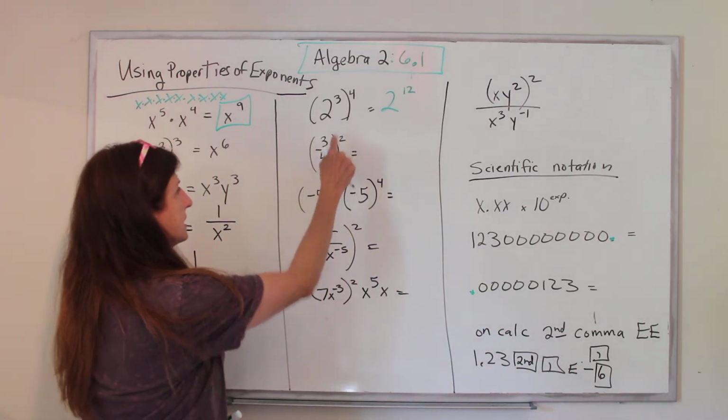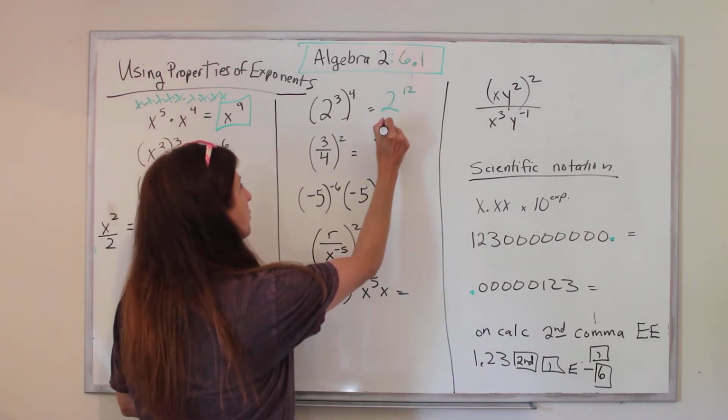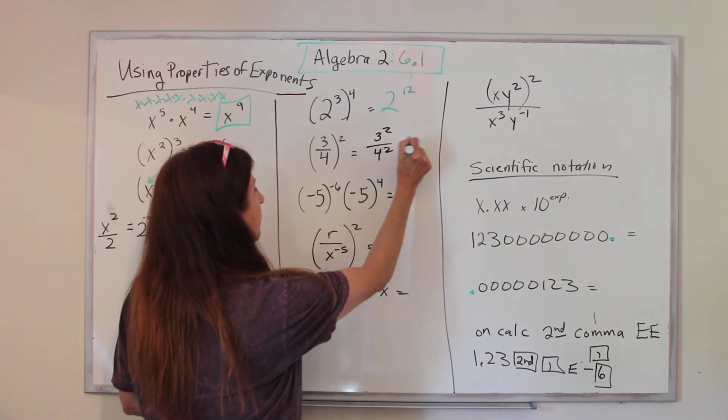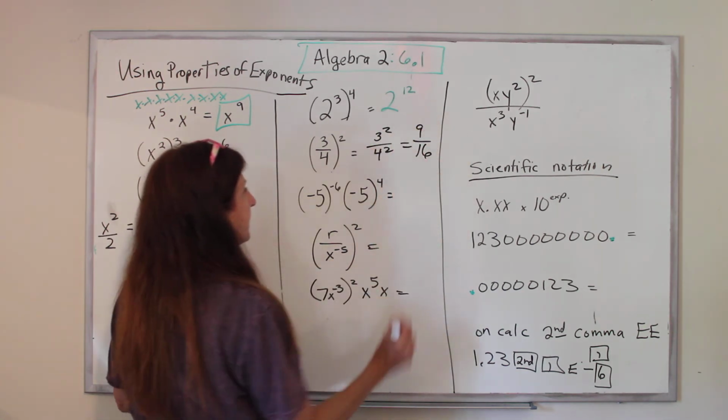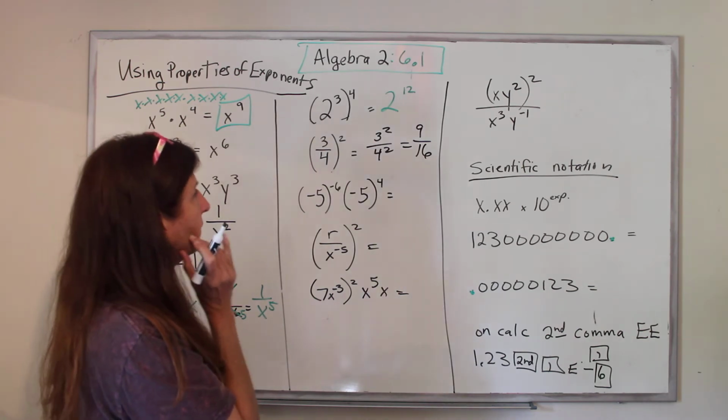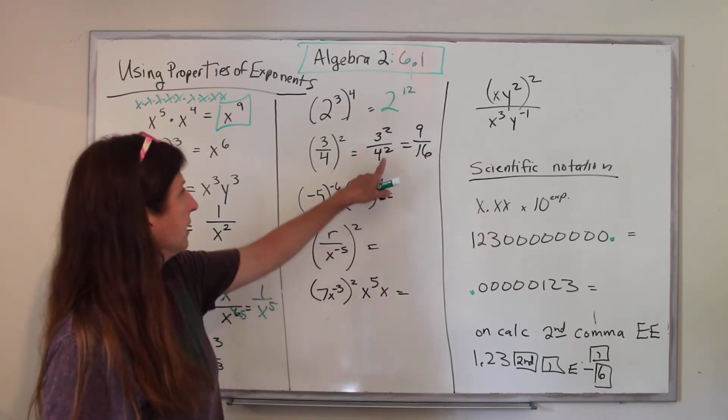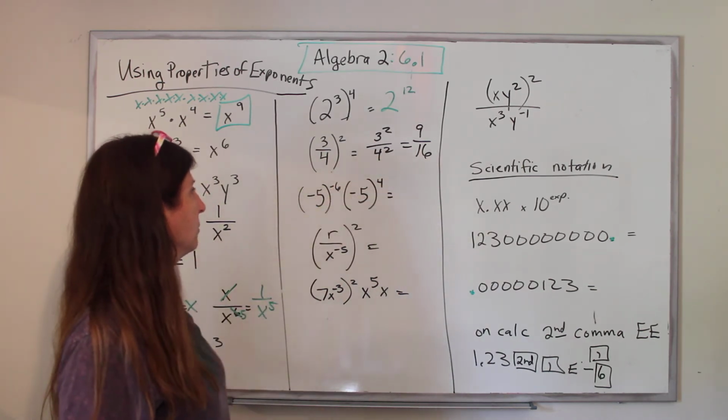Alright, how about this one? This is going to distribute, so it's 3 squared over 4 squared, which is 9 over 16. Okay, so sometimes they want you to leave it like this, sometimes they want that.